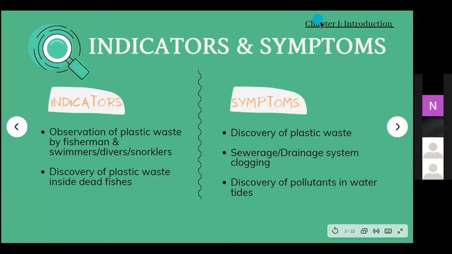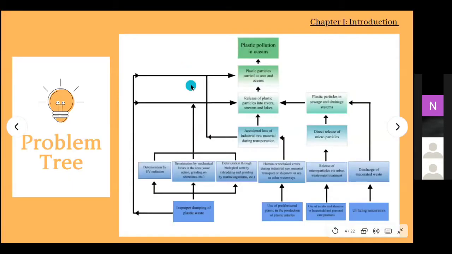The indicators for this problem are observation of plastic waste by fishermen and swimmers, and the discovery of plastic waste inside dead fishes, while the symptoms include discovery of plastic waste on shore, drainage system clogging, and discovery of pollutants in water tides. Here is the problem tree which we have formulated during the early stages of our project.